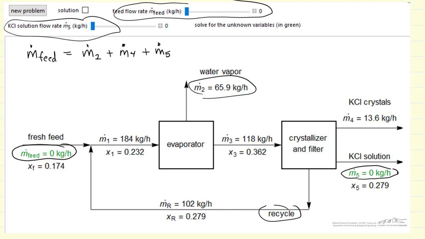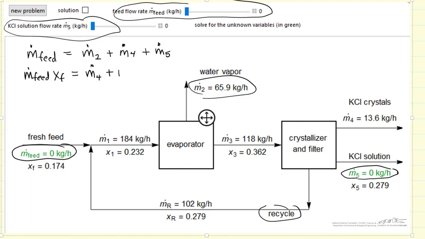So we can do a balance on the KCl, and that means the feed rate times the mass fraction would tell us how much KCl is flowing in per time. It's leaving in two places, mass flow rate 4 here, KCl, and then mass flow rate 5 times the mass fraction. So two equations and two unknowns, we can solve them, and then we select the solution, check the solution box, and it will give us the correct values. We can compare to see if we did the calculations correctly.